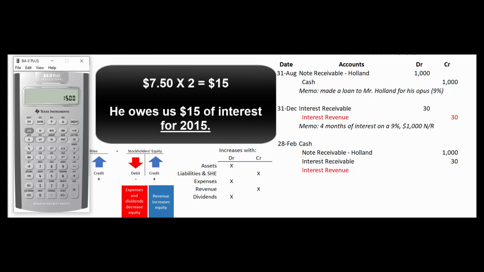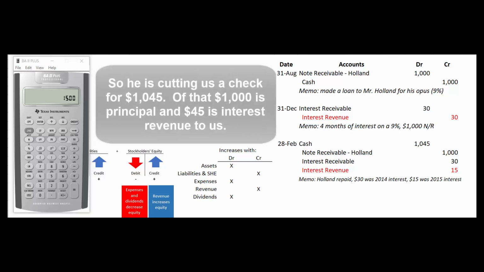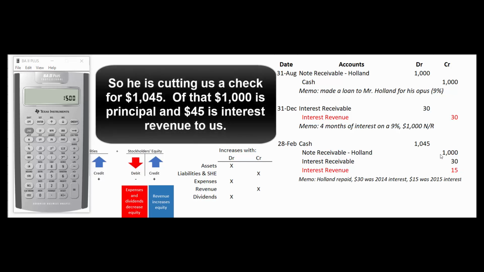So that means he's cutting us a check for $1,045. $1,000 for the principal, $30 to pay us off from the interest receivable we booked for last year, and 2 months worth of interest revenue for this year.